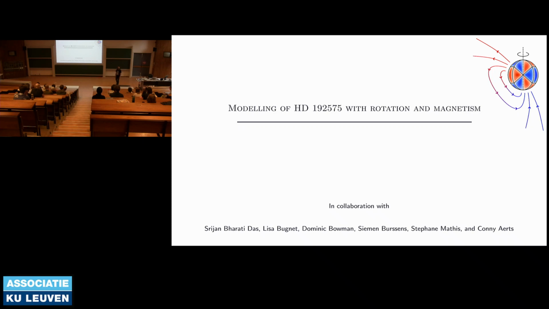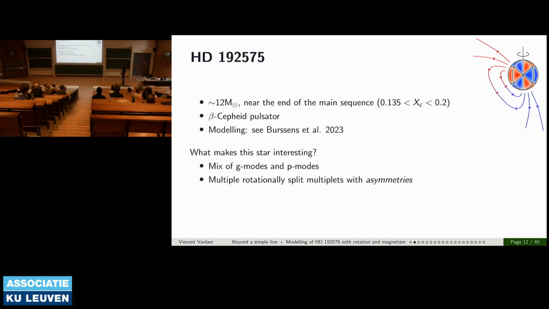Let's go to the main topic of the seminar, which is this star, AG192575, and I'll show you how we try to obtain the rotation profile and the magnetic field properties of this star. So AG192575, what is this star? It's a B-type star, 12 solar masses, and it's near the end of its main sequence. You can see here the core hydrogen fraction is already quite low. It's a beta-Cepheid pulsator, and it was modeled by a former PhD student here at the IvS, Simon Bursens, just last year at the end of his PhD.